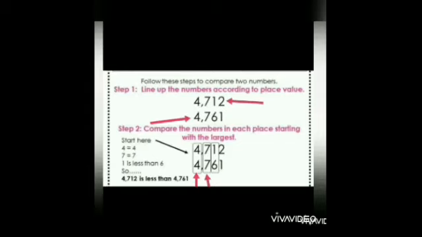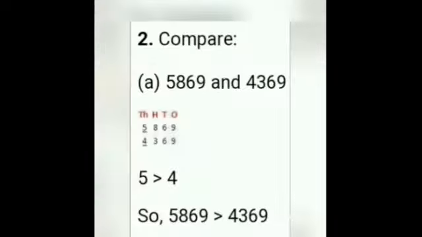Then we'll move to the column of tens. Here you can see the first number has digit 1 in the column of tens and the second number has digit 6 in the column of tens. As 1 is less than 6, so 4712 is less than 4761.